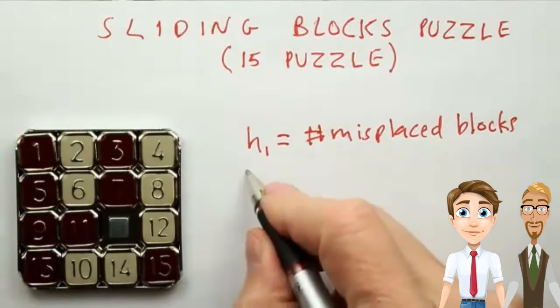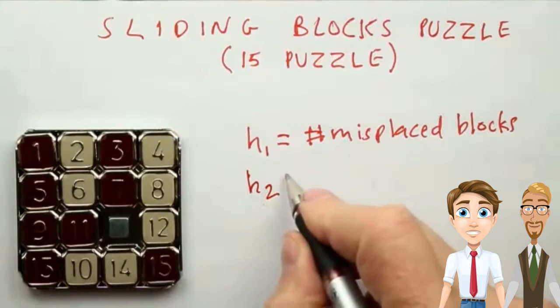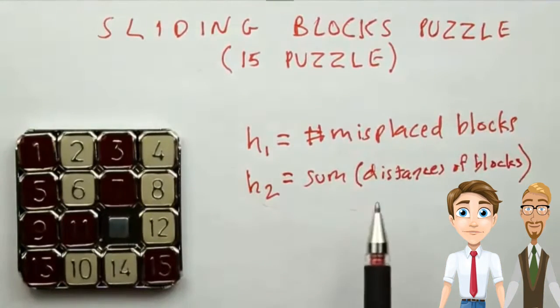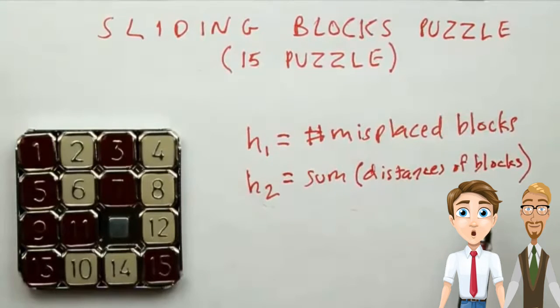The second heuristic, H2, is equal to the sum of the distances that each block would have to move to get to the right position. So, for this position, 10 would have to move 1 space to get to the right position. 11 would have to move 1, so that's a total of 2 so far. 13 is in the right place. 14 is 1 displaced, and 15 is 1 displaced. So that would also be a total of 4.